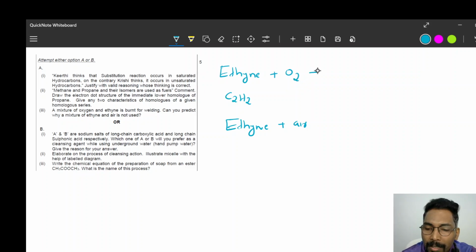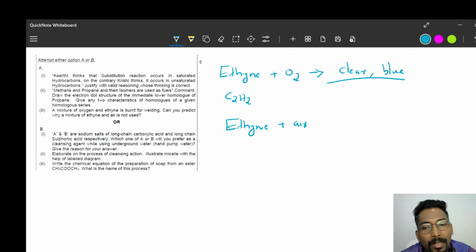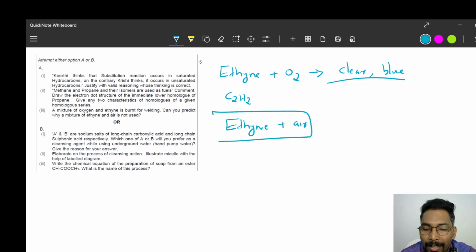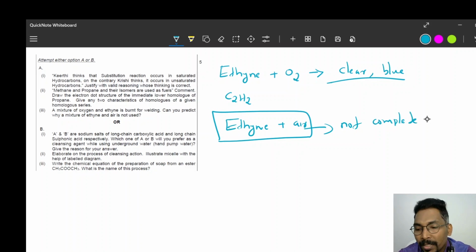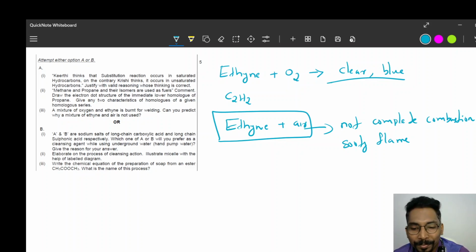Ethyne plus oxygen is used for welding because it will undergo complete combustion. It will undergo complete combustion to produce a clear blue colored flame. But if you are using a mixture of ethyne and air, it will not lead to complete combustion, not completely burned, and which will lead to a sooty flame. That's the reason. Clear?